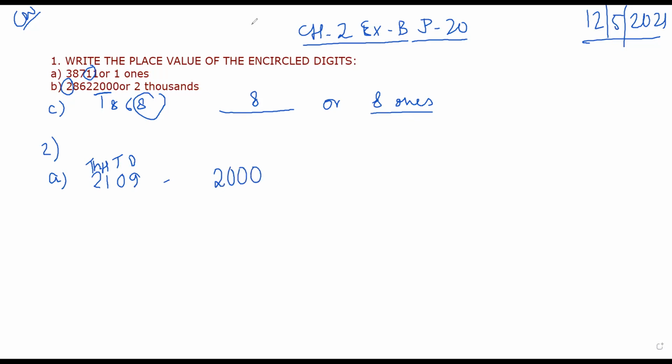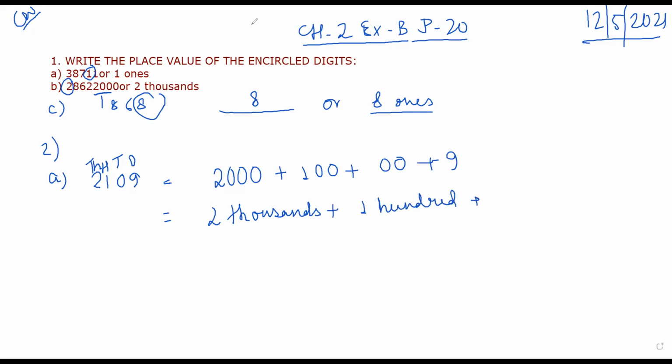2000 plus 100 plus 0 plus 9. Like this way we are writing. Then again give equal, here you will write 2000. In your book only one line is given, but you need to write like this: 2000 plus 100, 0 tens and 9 ones. Like this we have to write.